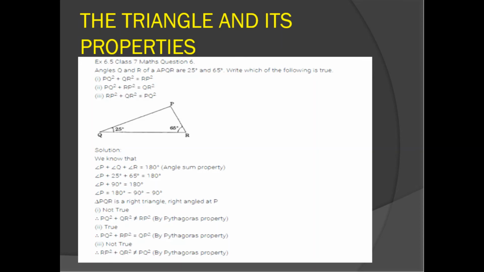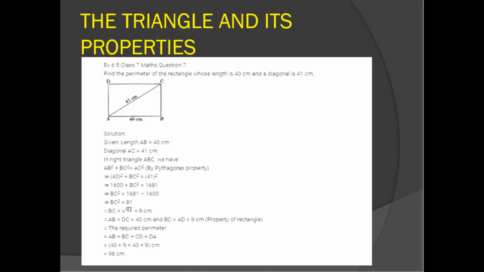So P plus 25 plus 65 equal to 180. So angle P is equal to 180 minus 90, equal to 90. So triangle PQR is a right angle triangle, right-angled at P. We can go for the first part. PQ square plus QR square is not equal to RP square according to Pythagoras. Another one is true because PQ square plus PR square is equal to QR square, and the third one is not true because it is not equal.